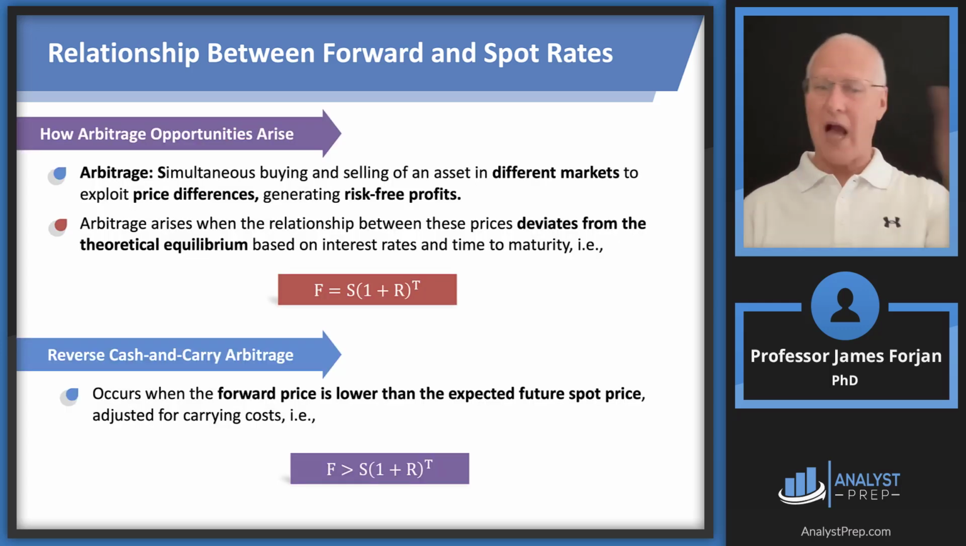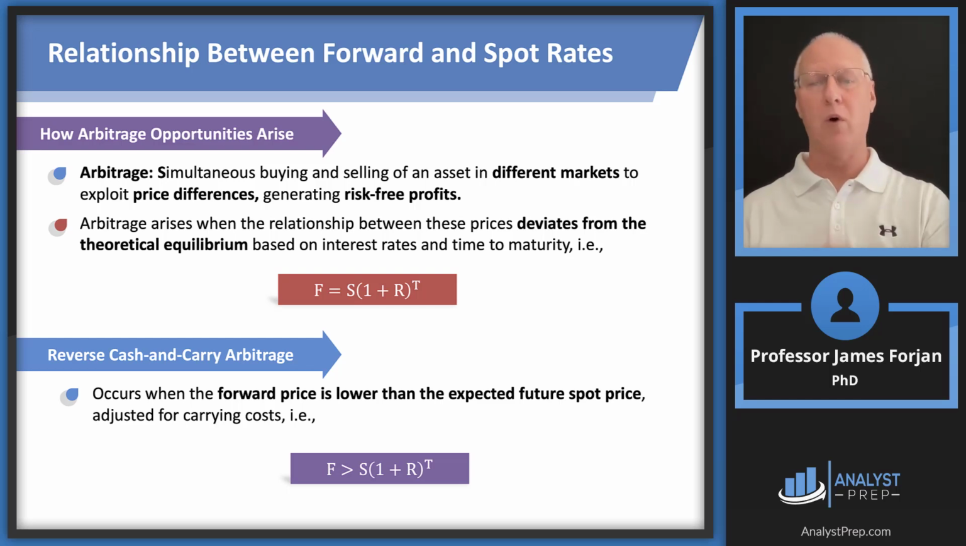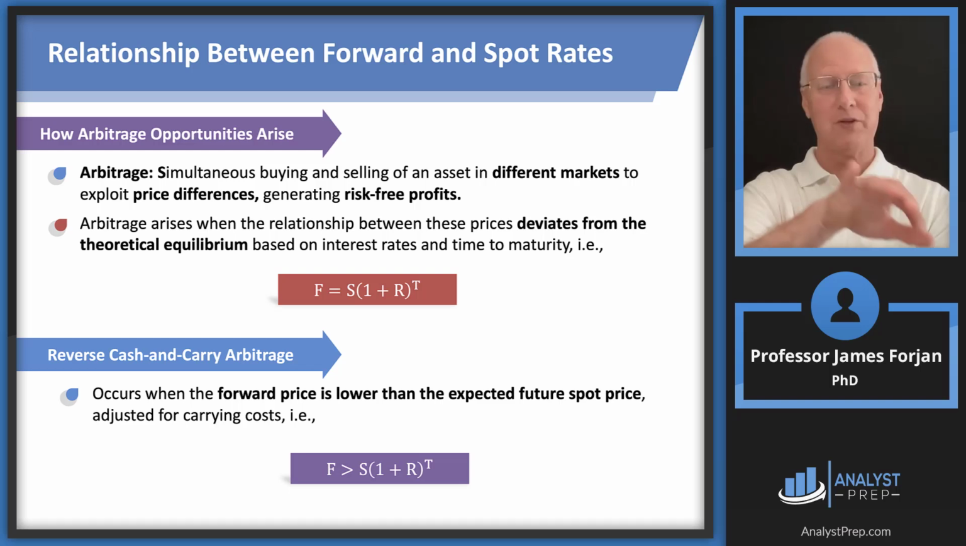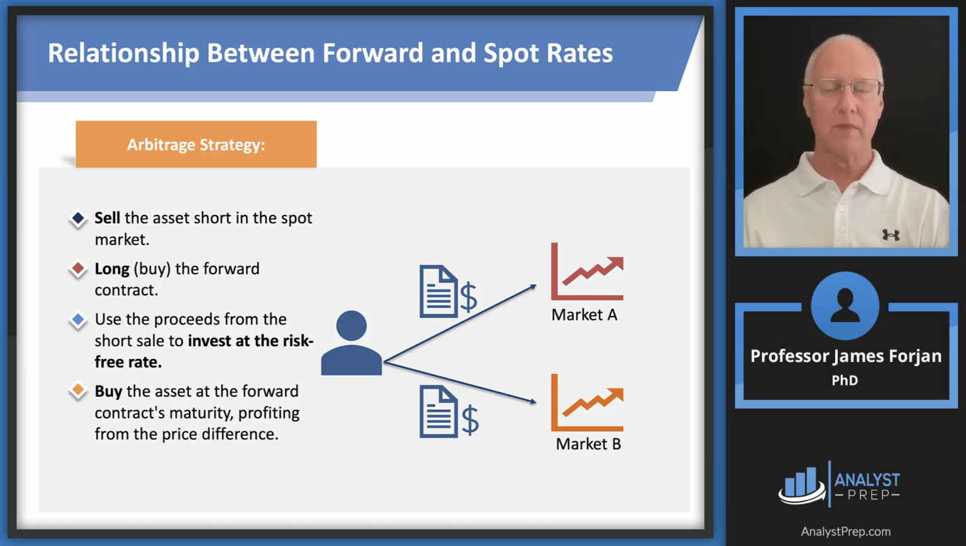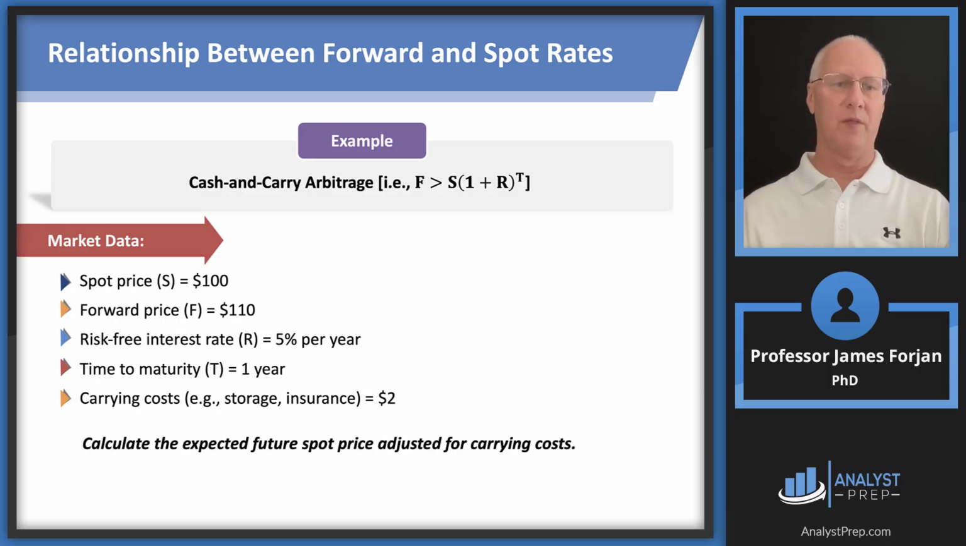Now, what we can do is just the opposite. Suppose the forward price is lower than the expected future spot price. This is the reverse cash and carry. So we're reversing, like we switch it upside down and have someone else do the carrying. So here's the process. We're going to short the asset and we're going to buy the contract. And then we're going to use the proceeds to invest at a risk-free rate. Just think about buying a treasury security. And then we're going to buy the asset at the forward contract's maturity, profiting from the price difference. So let's go ahead and work through these examples.